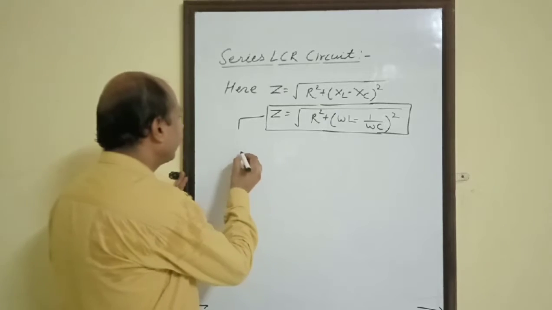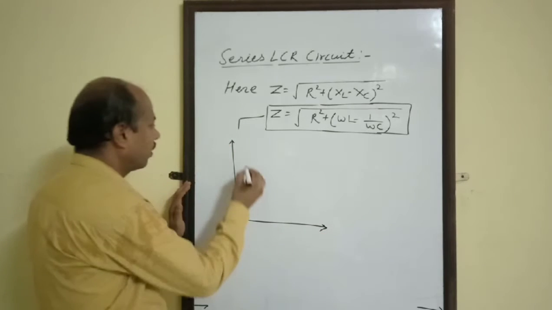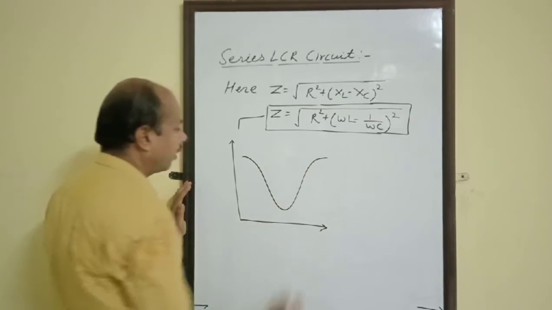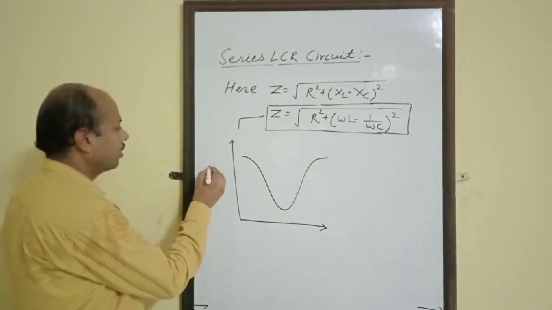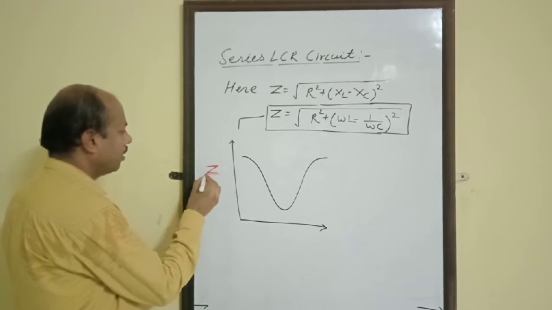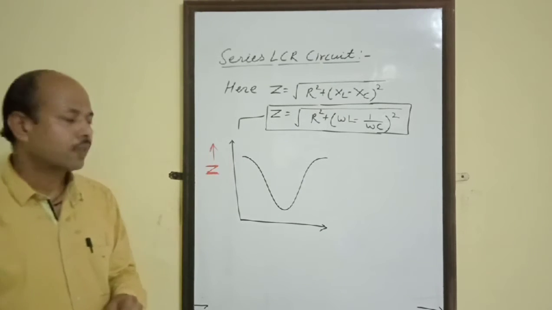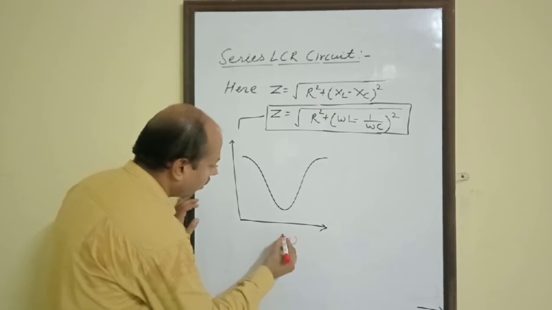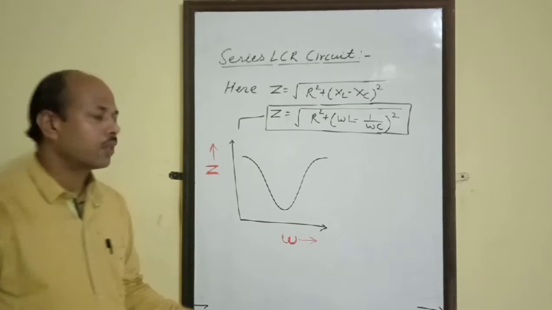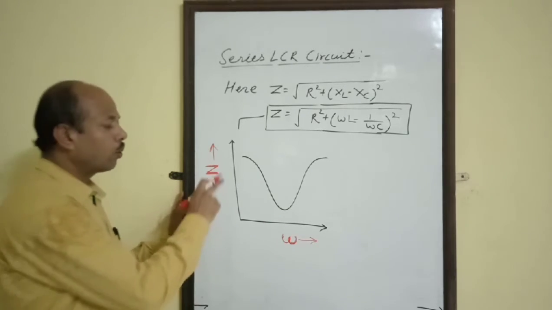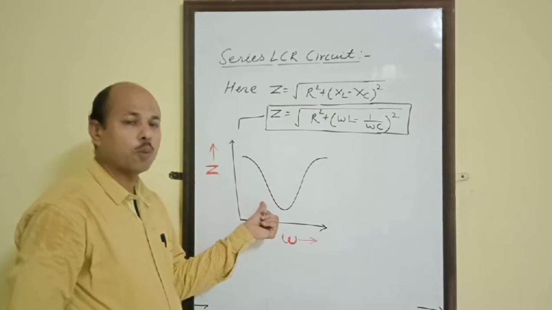Therefore, if we draw the variation of impedance, the variation will be like this. On this axis, we are taking Z, that is impedance of series LCR circuit. Here we are defining omega, that is angular frequency. Omega is the angular frequency. So if we draw the variation, it is very clear from this graph. If we put the different values, then we will get this type of graph.